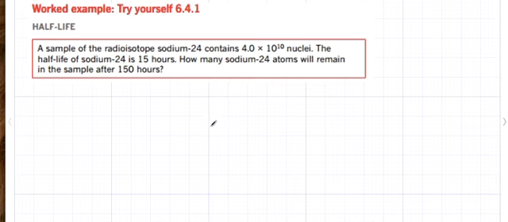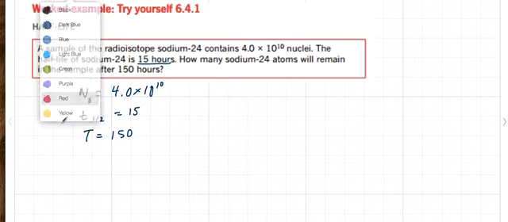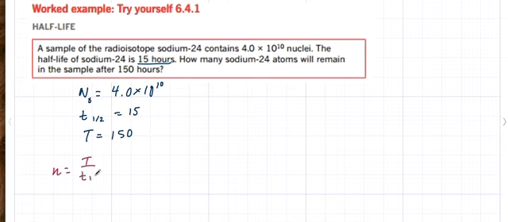So we'll do this example together. We've got a radioisotope of sodium-24. Originally, I'm going to write down N0 because that's the original amount that it contains. We have 10 to the 10 nuclei. We've got a half-life, so T half is 15 hours. We know that the sample time, T, is 150 hours. Now the first formula we have is n equals T over the half-life. So here all we're going to do is put T, which is 150, over 15, and we know that that's 10. So we have 10 half-lives that have passed in that time.